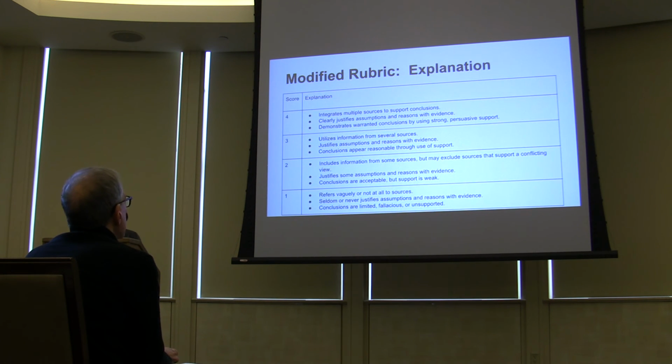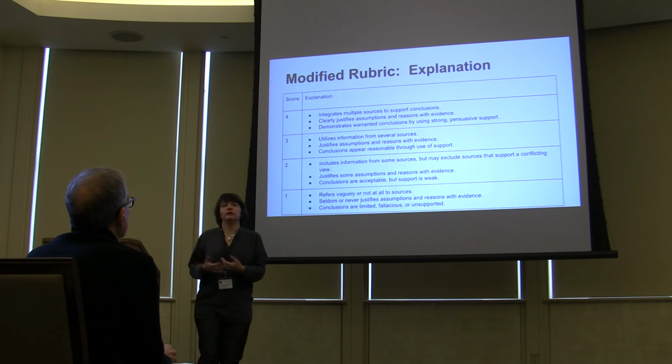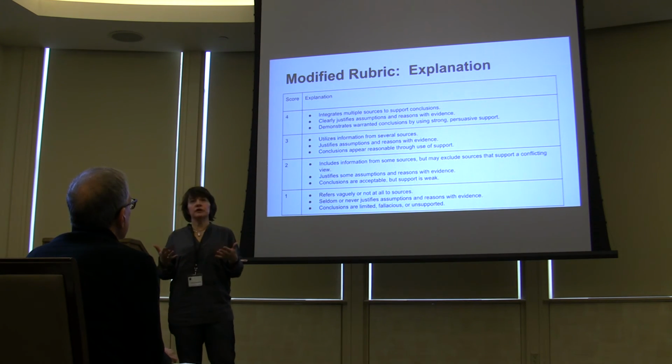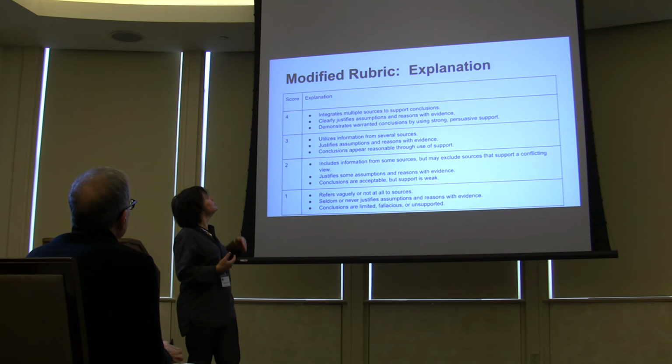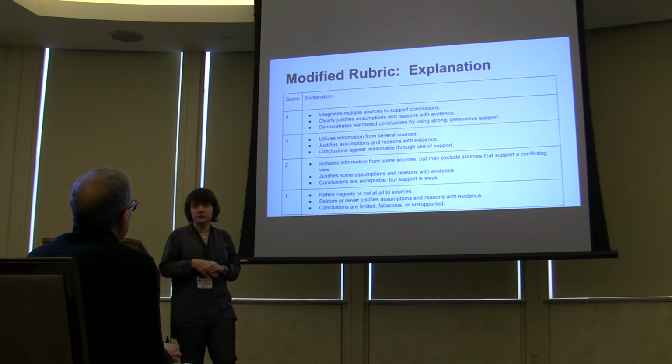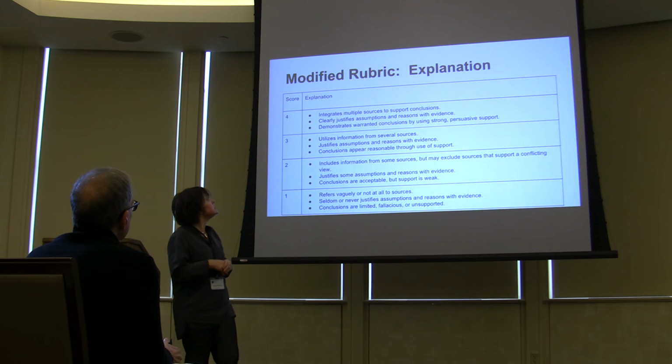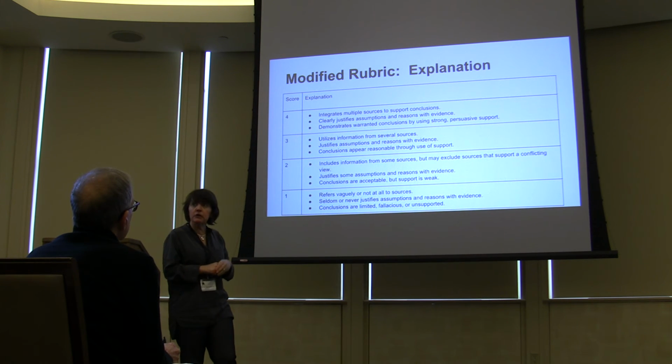The next scale is explanation. This one I think you're so familiar with if you teach writing, because it's how do they provide evidence to support their points of view. So 4 would be integrates multiple sources to support conclusions, truly integrates the sources, that clearly justifies assumptions and reasons with evidence, so shows as well as tells, and demonstrates warranted conclusions by using strong and persuasive reports. That would be the top of this scale.